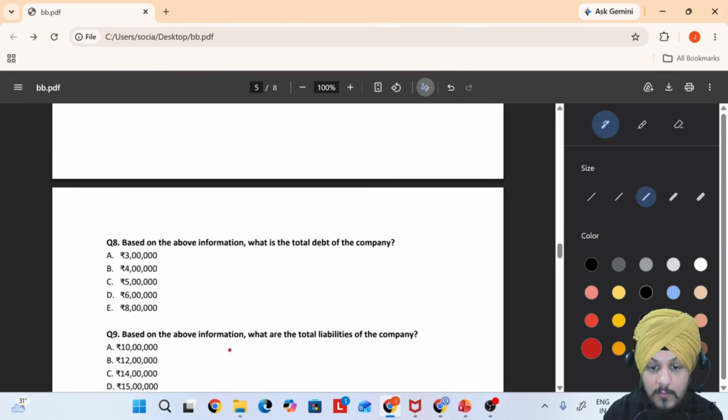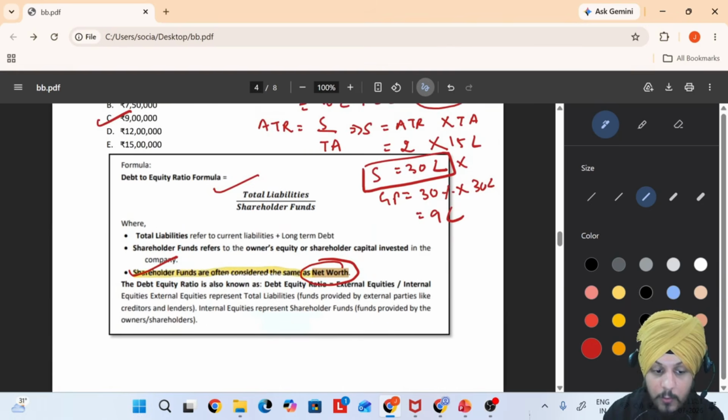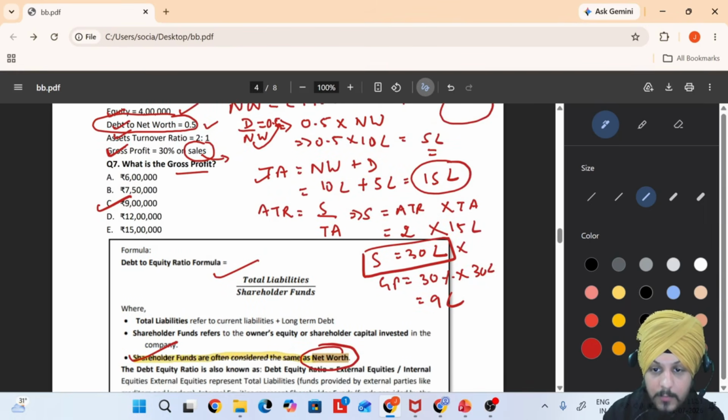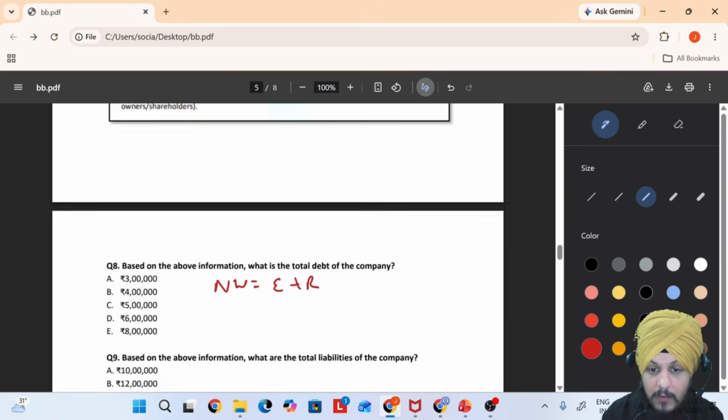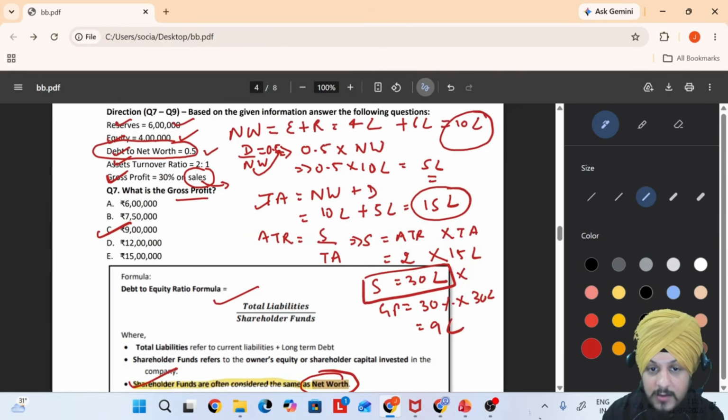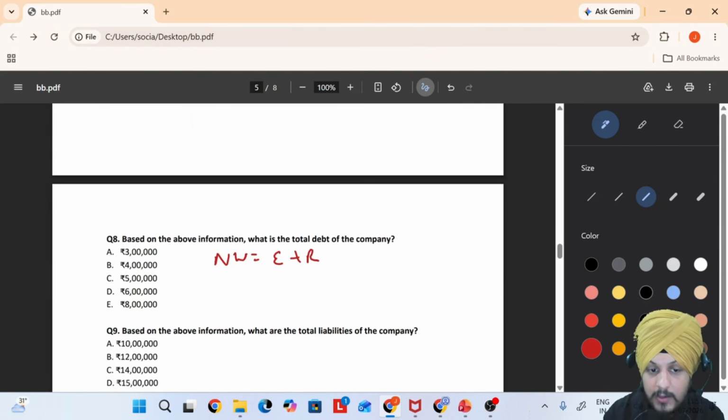So based on the above information, what is the total debt of the company? If I talk about the net worth, right, what is net worth? Equity plus reserves. If we see it over here, we have already calculated the net worth, which was 10 lakh, right? And by the way, we don't have to calculate it. We have already calculated the debt in the above question. Debt upon net worth is equal to 0.5. So it is already 5 lakh, right? We are not going to calculate it again. So 5 lakh is going to be the answer to this question, which is option C.